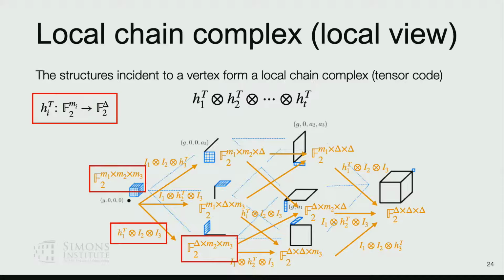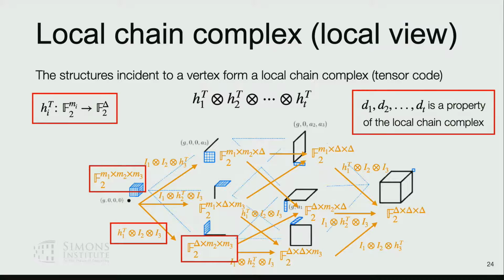And why is this important? It's because this robust property is exactly a property of this local chain complex, and it's very important for the analysis.